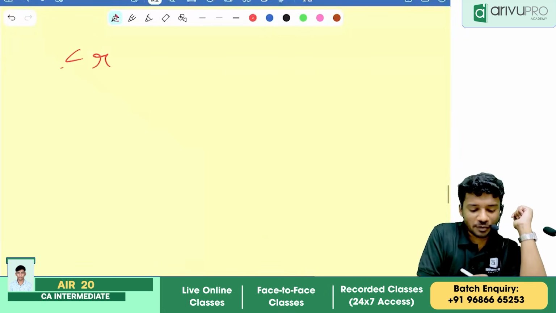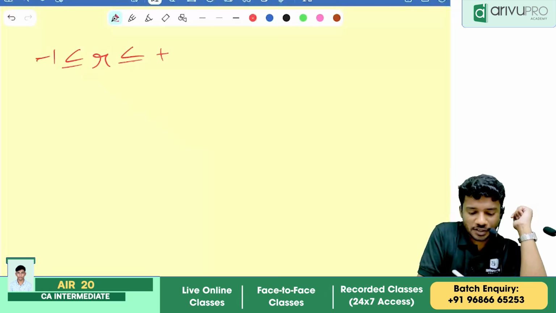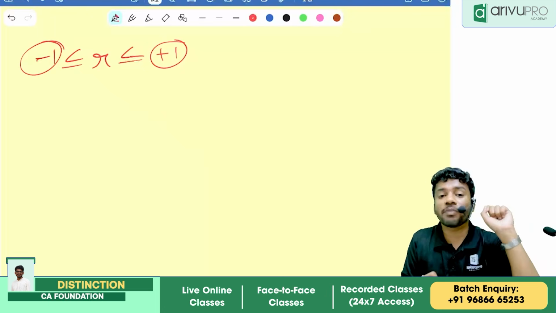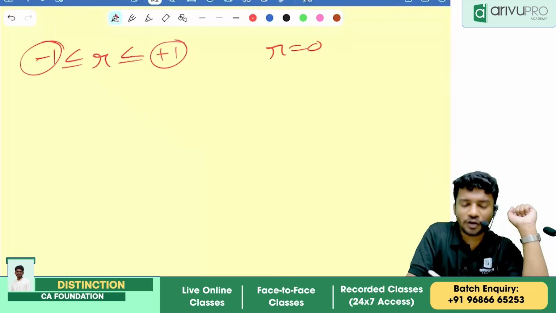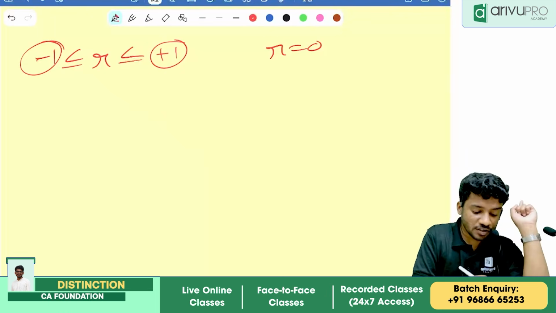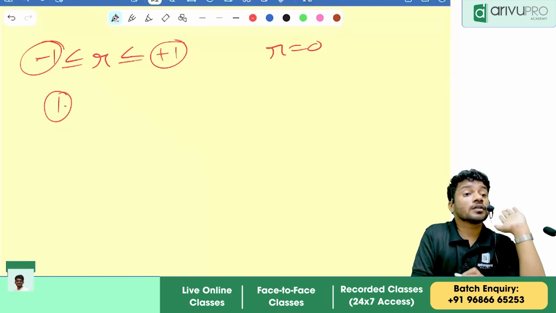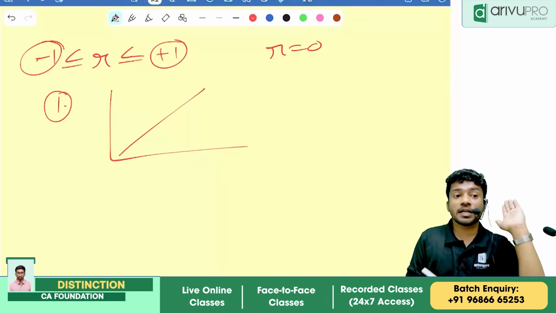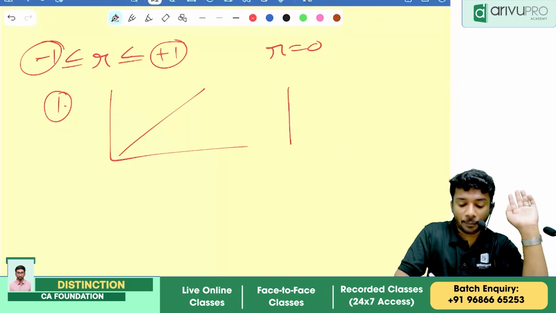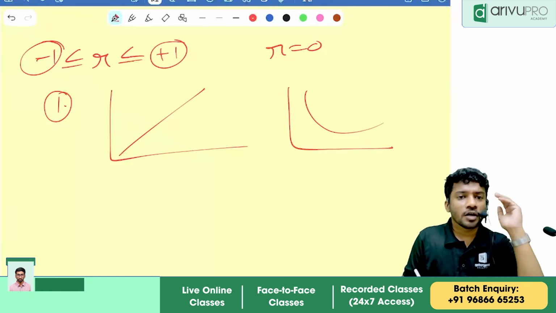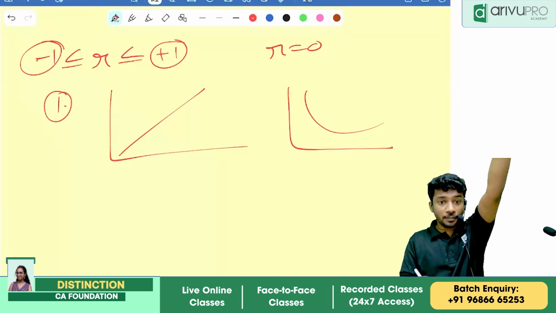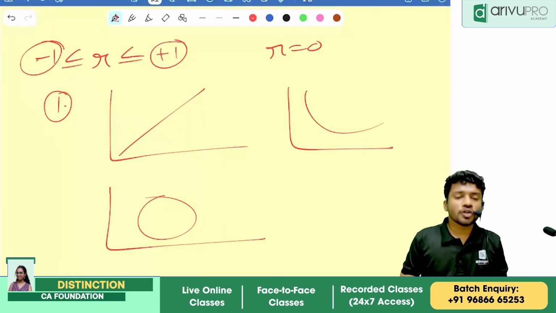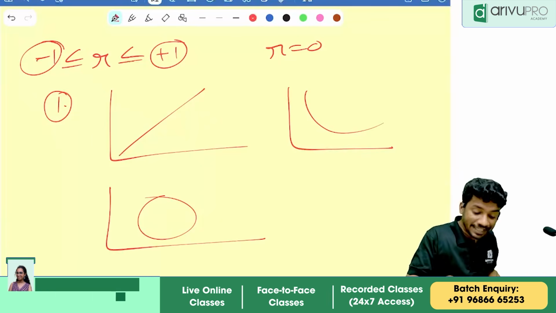R value is between minus 1 and plus 1. If R is equal to plus 1, perfect positive. R is equal to minus 1, perfect negative. R is equal to 0, no correlation. The first one we learned, what type of correlation? Perfect positive. Why? Straight line from lower left to upper right. What type of correlation? Negative correlation, from upper left to lower right. Now people, this one, no correlation because it is evenly distributed.